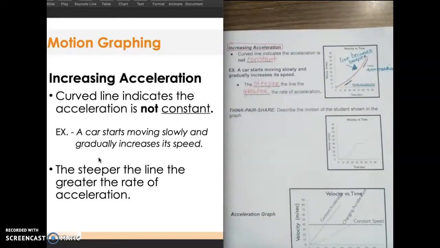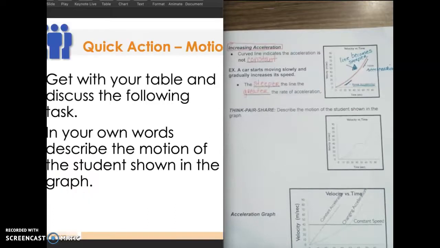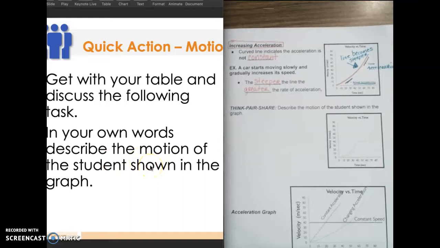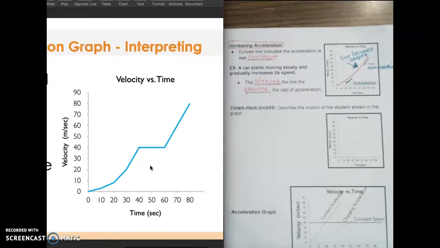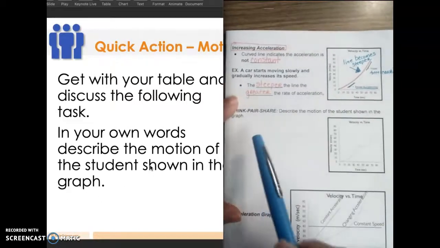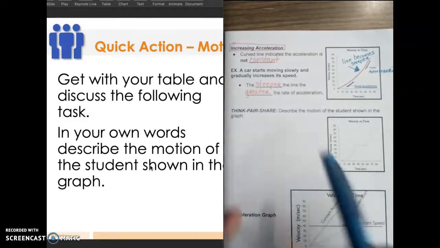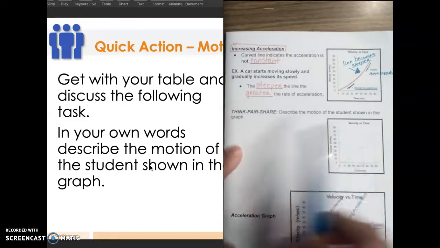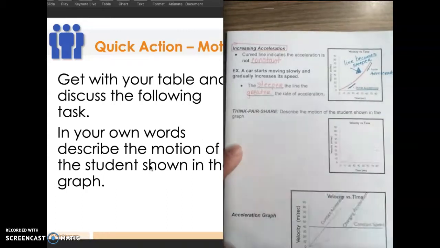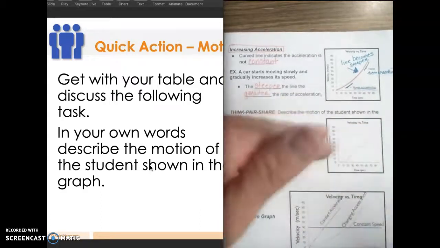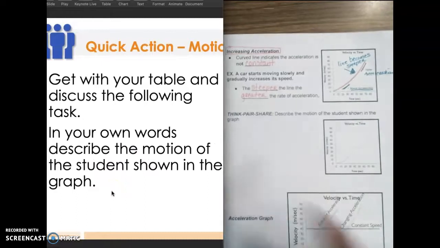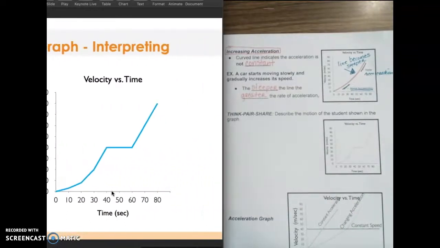Okay, and the next one is a think, pair, share. So we don't really have that since you're working on your own for this one, but we're going to go ahead and look at this, and I want you to pause this video and describe the motion of the student shown in this graph right here. So describe what's happening here, and then come back on and we'll check to see how you did, okay? So pause it and try to write it out here, and then come back and check it.